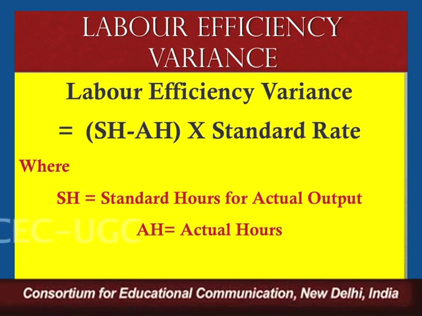Just like material usage variance, there we were taking quantity. Here also we are taking the quantity of labor, but that quantity changes. Here the quantity is not in terms of units, it is in terms of hours. So standard hour minus actual hour into standard rate. We multiply it with the standard rate, and according to the situation we'll be assigning it a tag of either favorable, adverse or neutral.